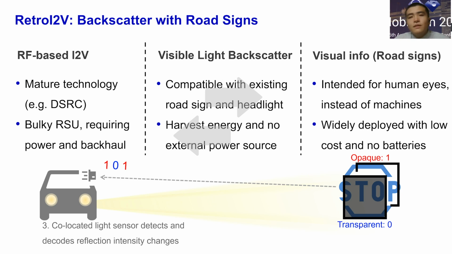First, this technology is compatible with road signs and highlights, so we achieve the first goal of a better road sign. Secondly, like any other backscatter communication technology, the visible light backscatter relies on only harvested energy and can run independently without any external power source to provide I2V connectivity much cheaper than DSRC.